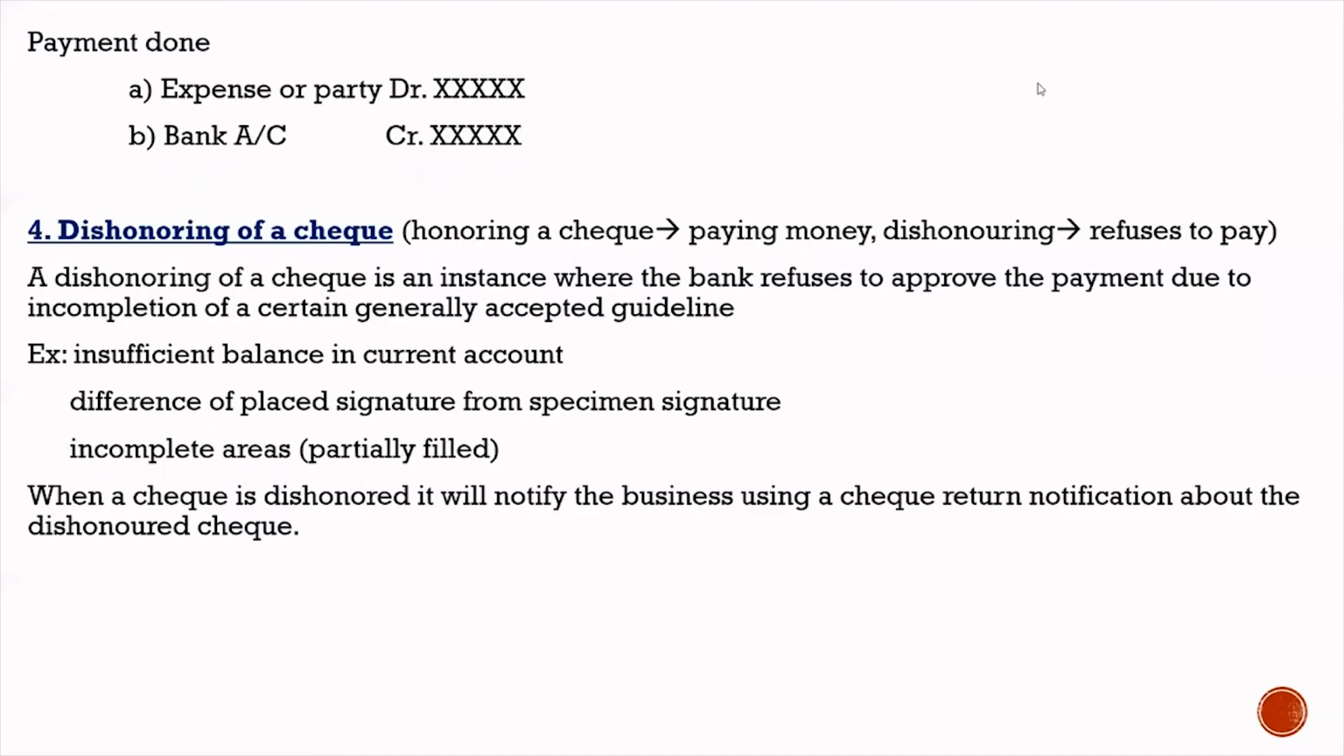Now we are discussing the dishonoring of a check. So if we say honoring of a check, it means we are able to pay the money, while dishonoring means our payment is refused by the bank. So the bank usually refuses a payment when there is non-compliance with generally accepted guidelines, such as not having a sufficient balance, if the signature is different from the specimen signature, or if there are incomplete areas.